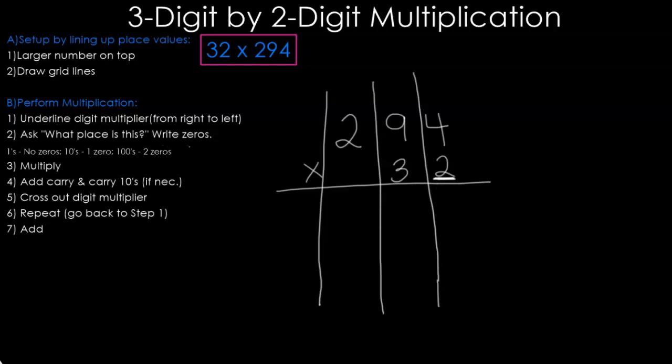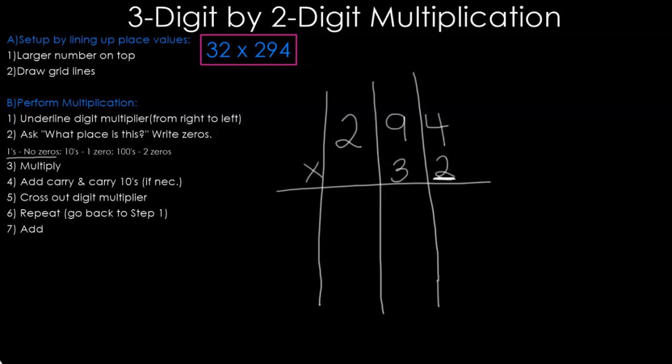Second step: what place is this? And write zeros. This is the ones. Since we're in the ones, what does this say? Ones, no zeros to write. Very good. Moving on to step 3: multiply. What are we multiplying? This 2 here is going to need to be multiplied by 4, by 9, and by 2. We work from right to left.